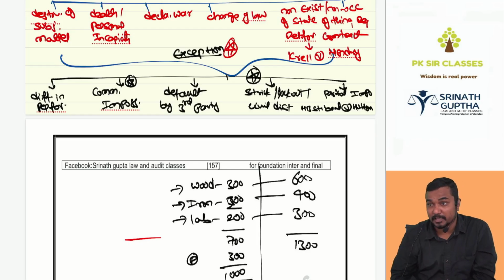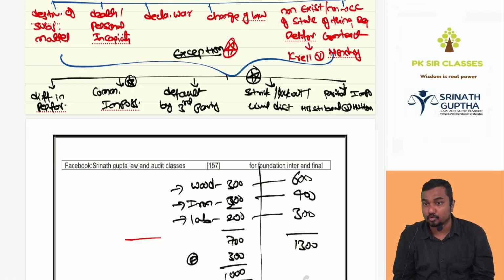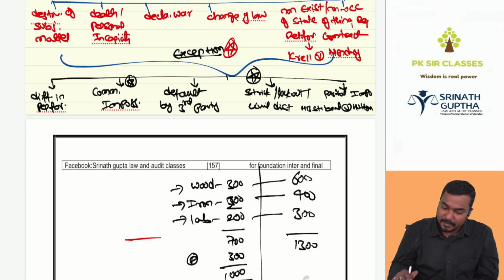A question comes in the exam. I entered into an agreement with Nikhil for sale of dal, tur dal, at 40 rupees per kg. Subsequently, the price increased from 40 to 60. Can I say the price has increased, I will not supply, it is impossible? No, it's my fault. The same example will be there in the exam.